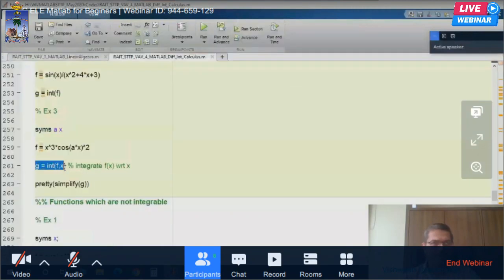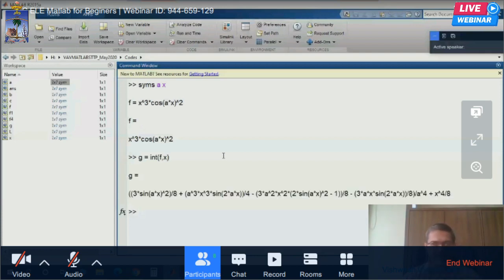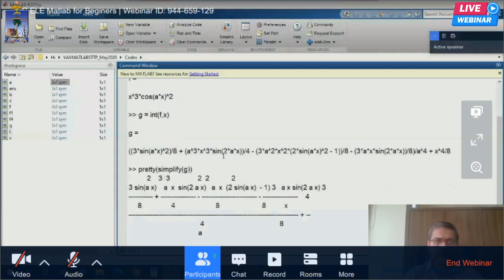And I want to find its integration. The command is very simple. The command is g is equal to int of f comma x. So this is the integration of x cube into cos square x. I want to see a nice answer. So I will write pretty, simplify g. This is the answer. It shows in a nicer way. Although it's not that good looking, you have got the answer for your integration.